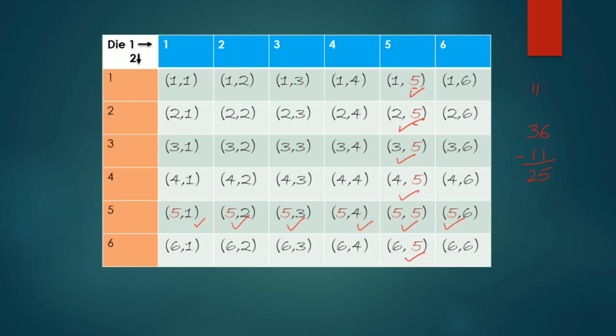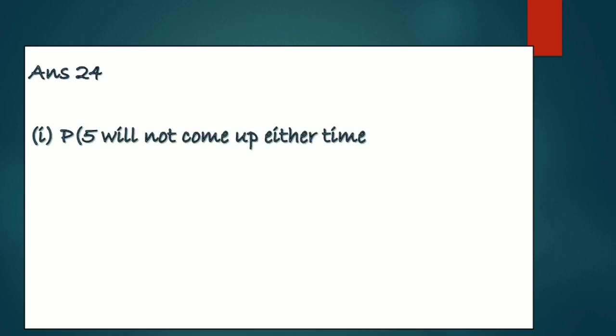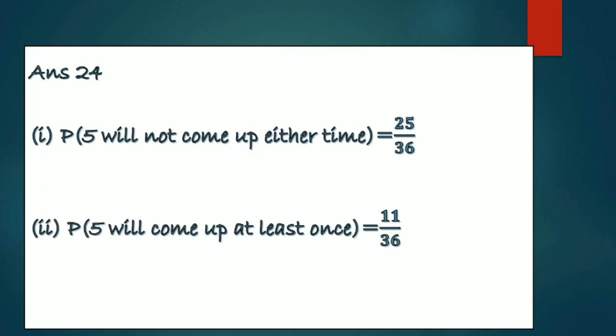And 5 is coming at least once. So 11 times 5 is coming, right? One time or more than one time. So in the second part, favorable outcomes are 11. Let's write its answer now. So the probability that 5 will not come up either time is 25 by 36 and that 5 will come up at least once is 11 by 36. Now let's move to the next question.